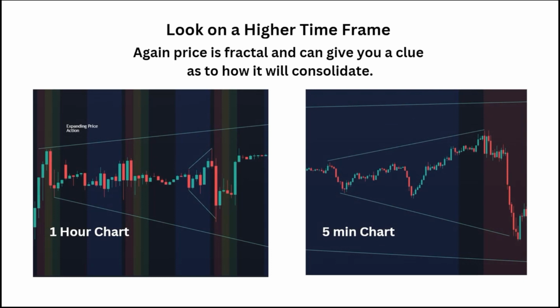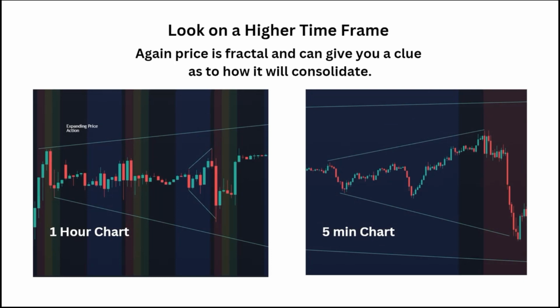Looking on a higher time frame. Price is fractal and can give you a clue as to how it will consolidate. As we see on this 1 hour chart, price is expanding, and then inside of that expansion on a 5-minute chart, you have another expansion. So knowing that price is expanding on a 1 hour chart, as you see highs are taken, the lows are taken, highs are taken, then you can surmise that highs and lows will continue to be taken out.